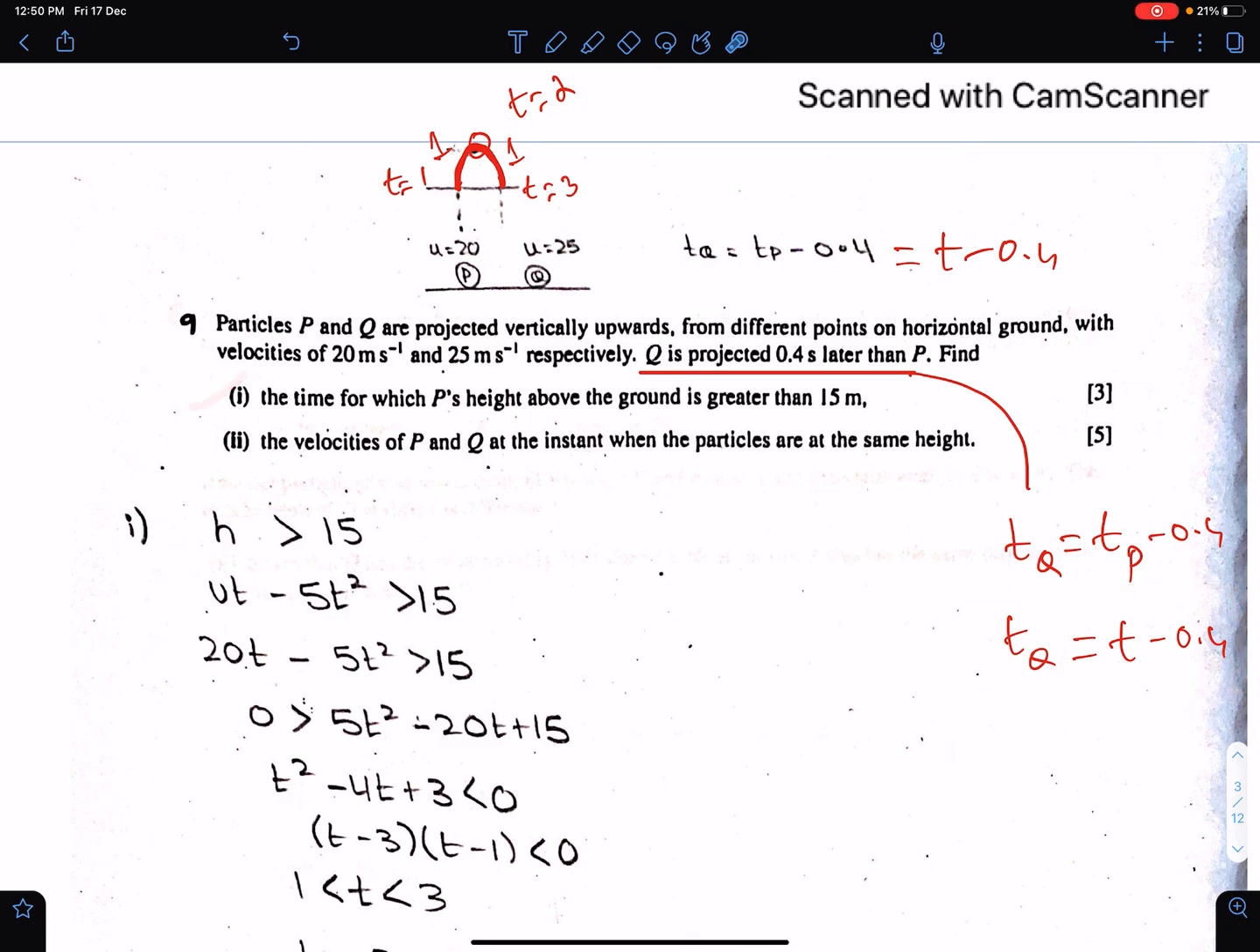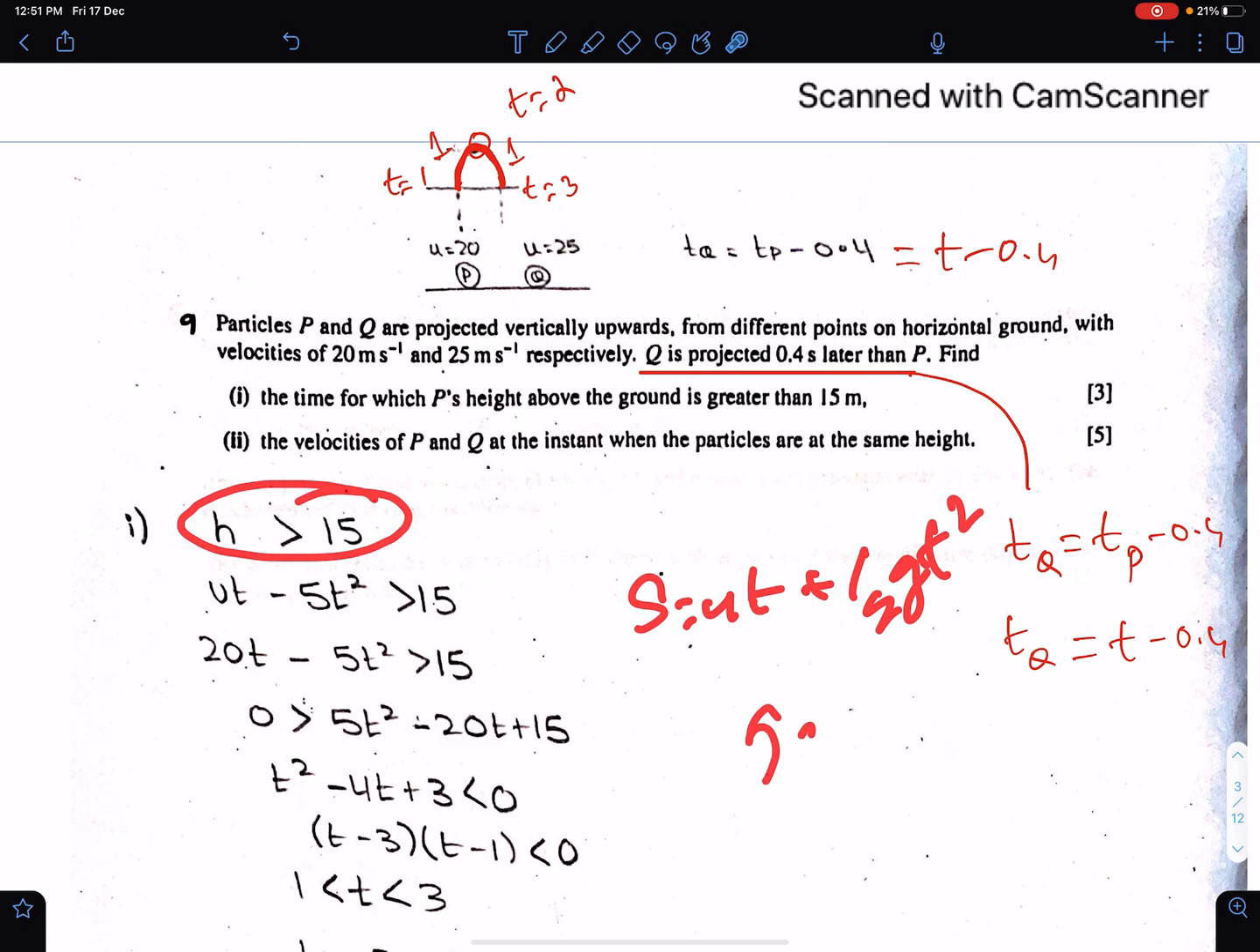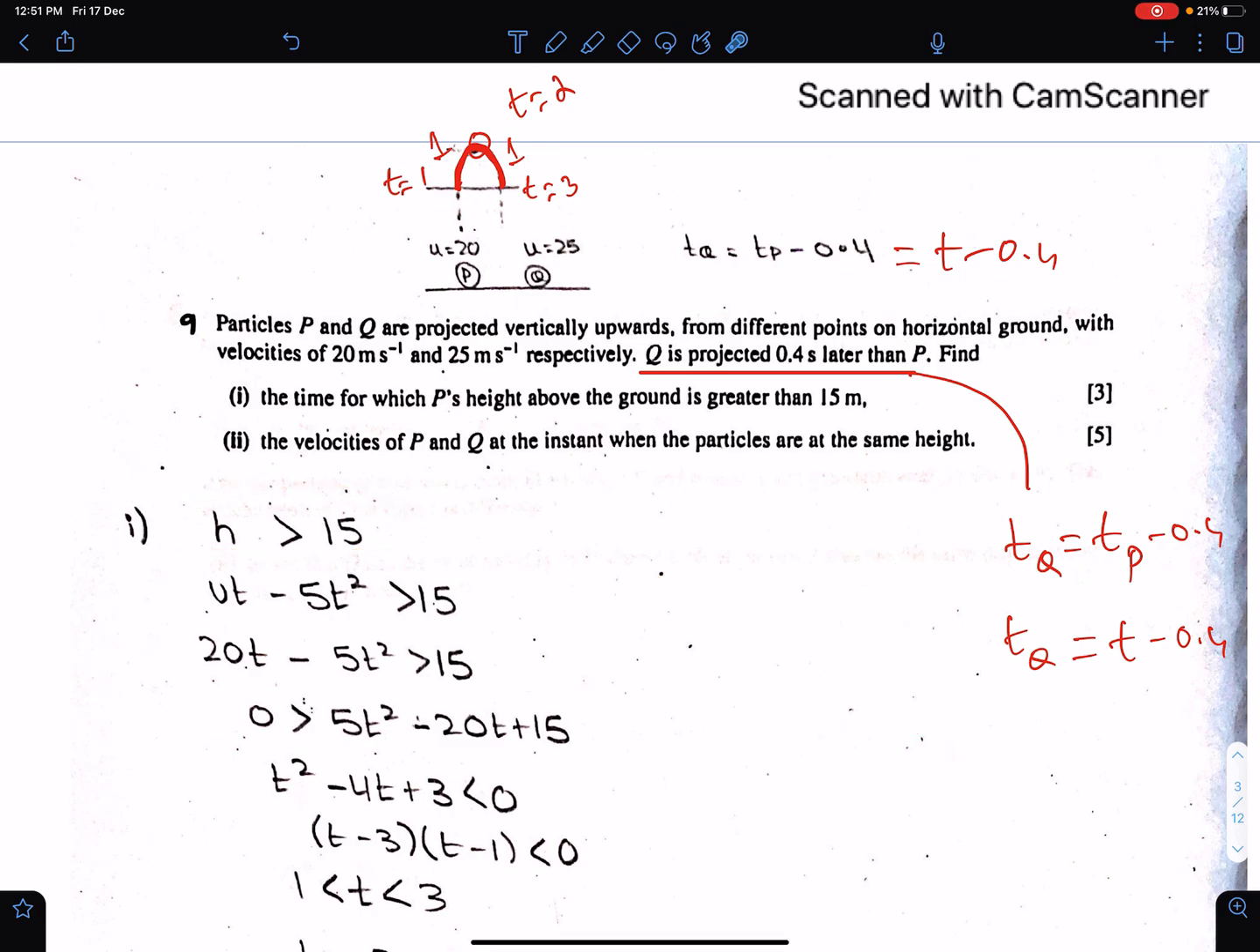Part 1. The time for which P's height above the ground is greater than 15. This is very simple. You just need to use this equation of motion. ut plus half gt square with g minus 10. So when you will substitute minus 10 into that equation, you will get ut minus 5t square greater than 15.